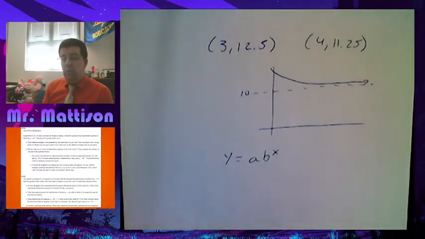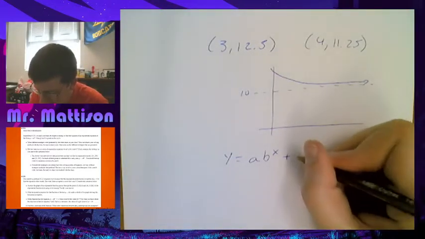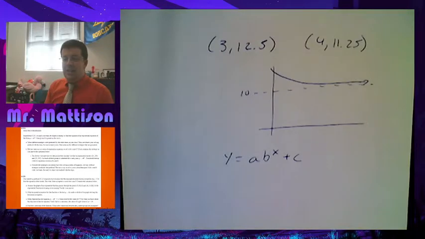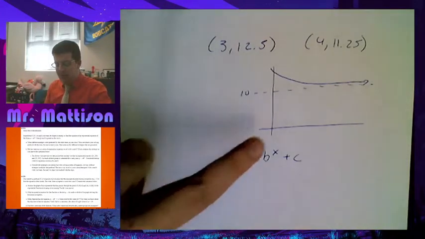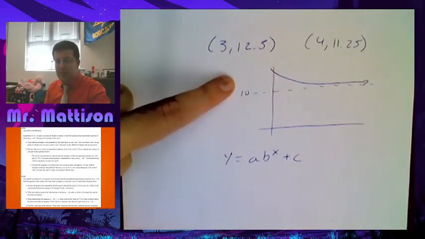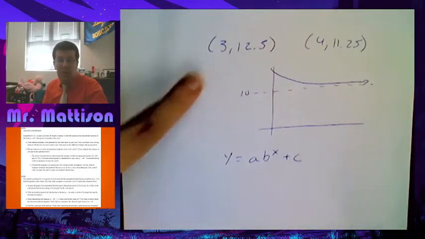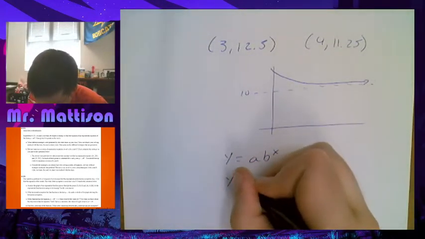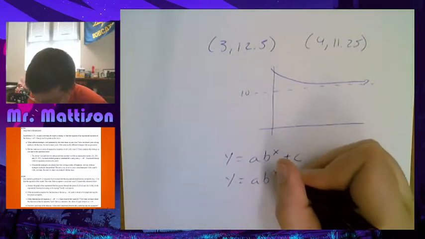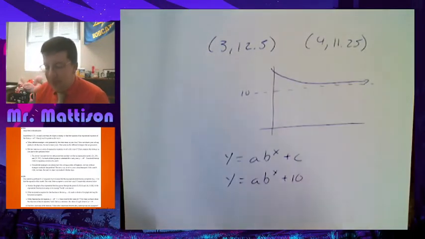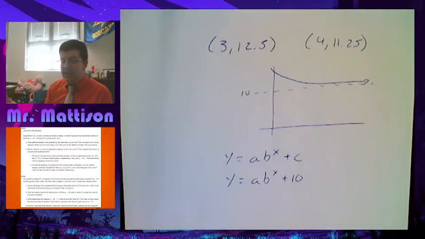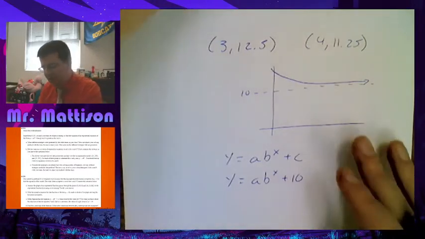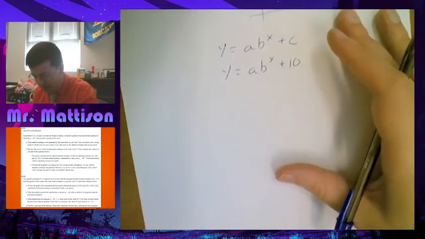We're going to add one more thing to it, that plus c. Now that c is how far up I've shifted my graph. Well, I've shifted this exponential graph up 10, so I know what c is just from that context. So y equals a times b raised to the x plus 10. At this point, it's the same thing we just did, but now there's a plus 10 on it where there wasn't prior. So let's take a gander at doing that.